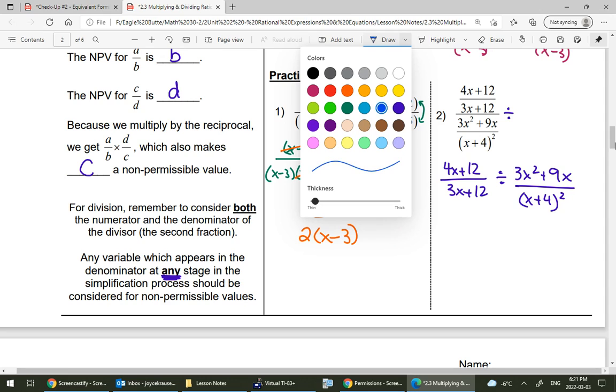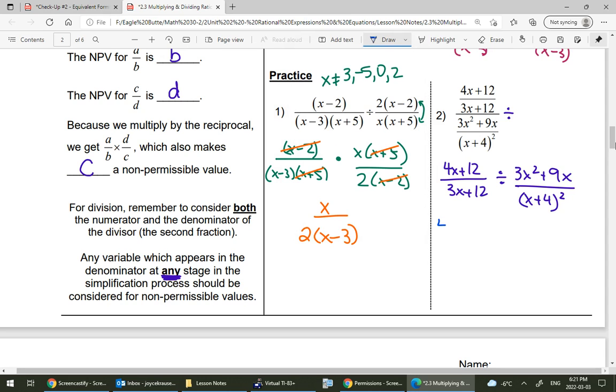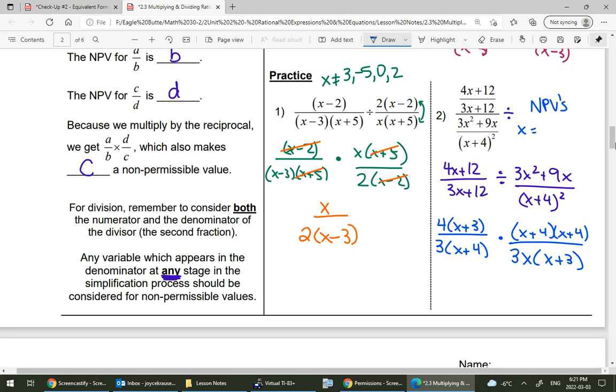Second one's a little bit trickier because we got to do some factoring first. We're going to pull out a 4, leaves me with x plus 3. We've got 3 times (x plus 4). I'm going to factor and flip at the same time. (x plus 4) times (x plus 4). And then here we pull out a 3 and an (x plus 3). And yeah, I can hear you guys saying it. What about your NPVs? That's right. NPVs, x cannot be -4, 0, -3. Oh, and look at that. The top ones here are also -4s, so we're golden.